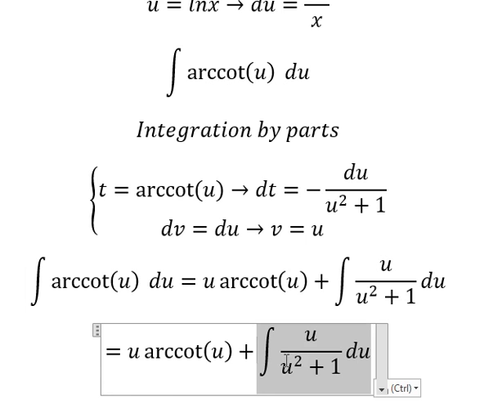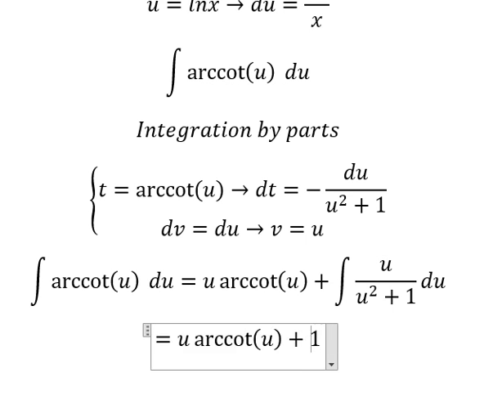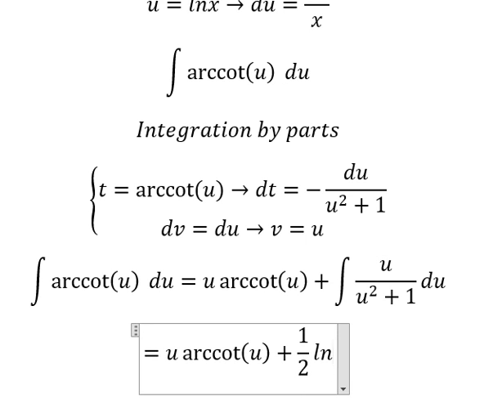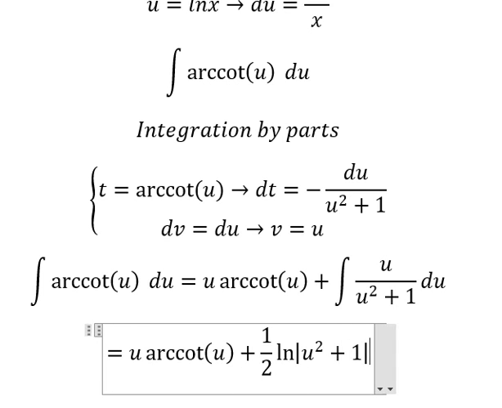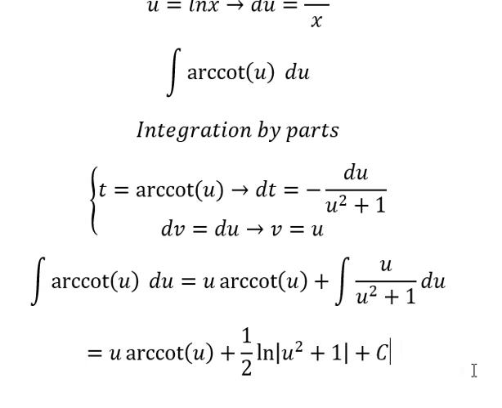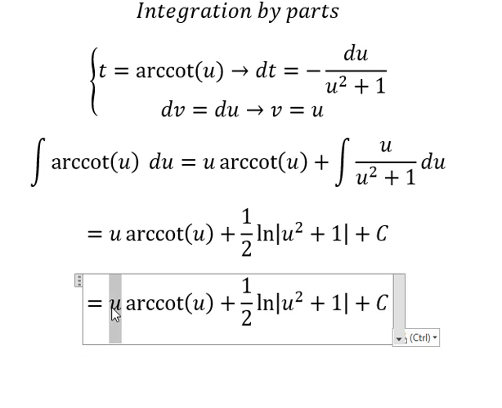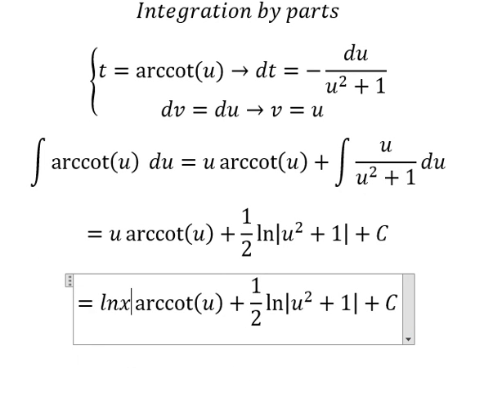The integration of this one, we have 1 over 2 ln of the absolute value of u squared plus 1, and I will put plus c. About u, that is ln(s).